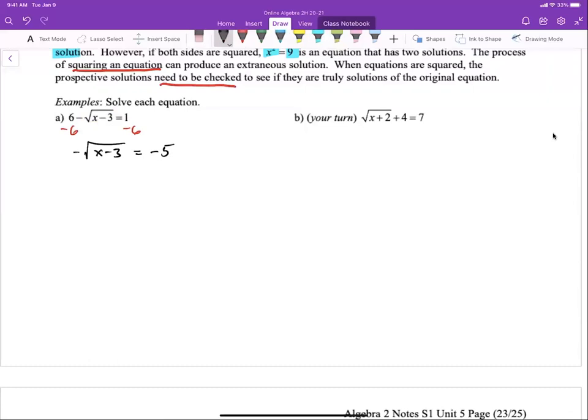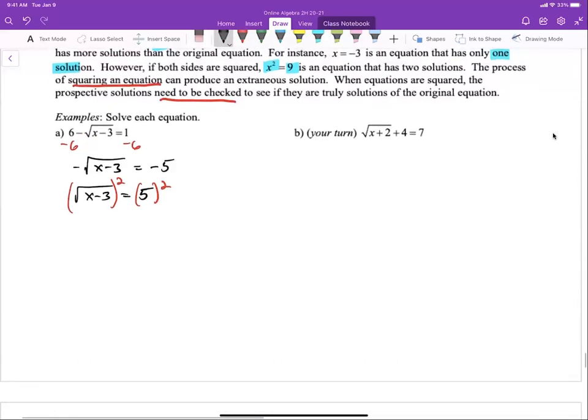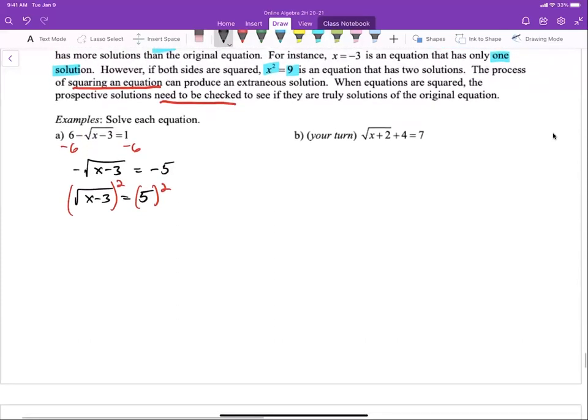I'm going to divide both sides by negative 1, or I'm sorry, I could multiply both sides by negative 1. Then I get the square root of x minus 3 equals 5. Now, in order to get rid of the radical, I need to square both sides. When I do that, there's that intermediate equation, and we will have x minus 3 equals 25. Then I need to add 3 to both sides, and I get x equals 28.